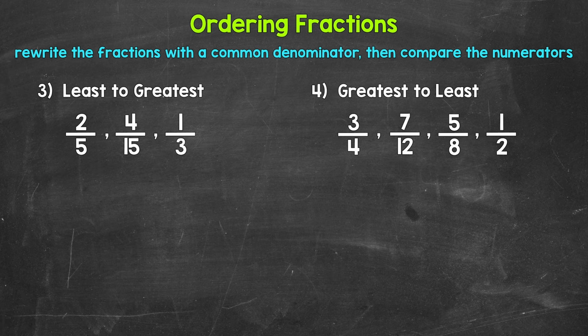For number 3, all of the fractions are less than 1/2. And for number 4, all of the fractions are greater than or equal to 1/2. So we're going to need to rename the fractions with common denominators. Let's start with number 3, where we have denominators of 5, 15, and 3.